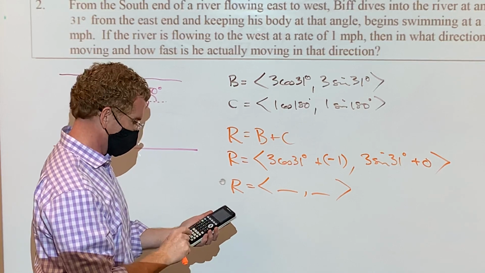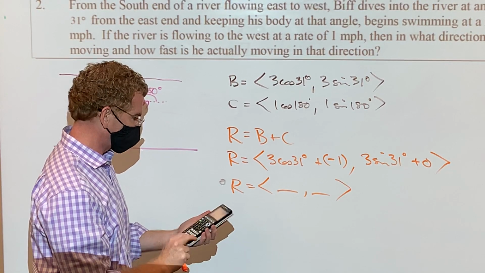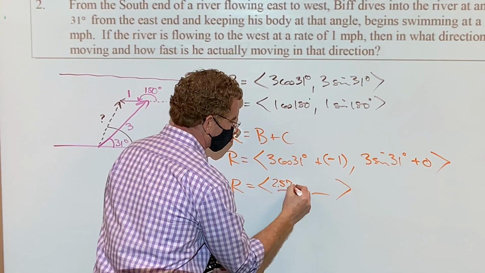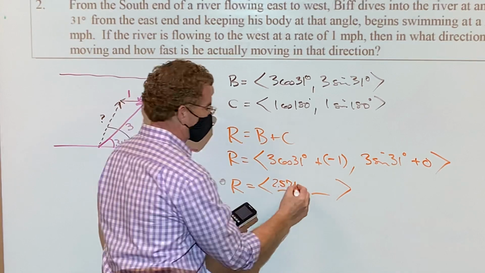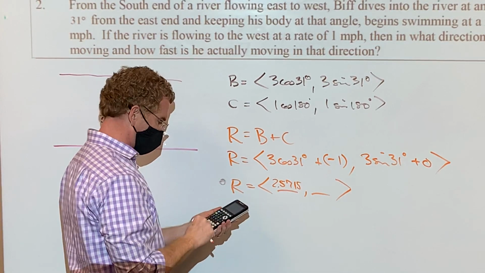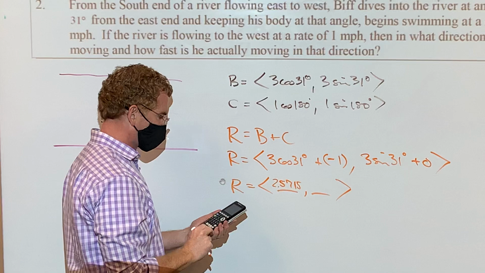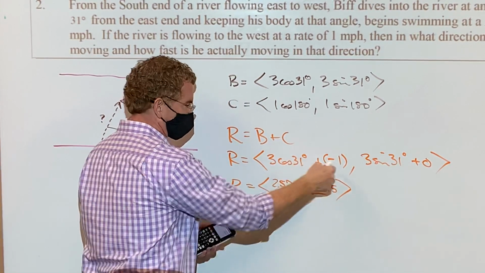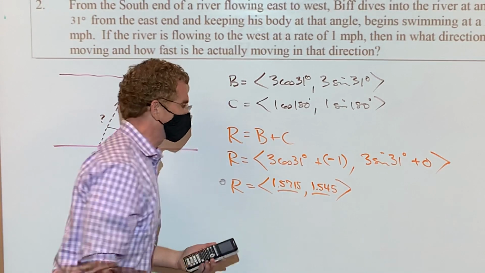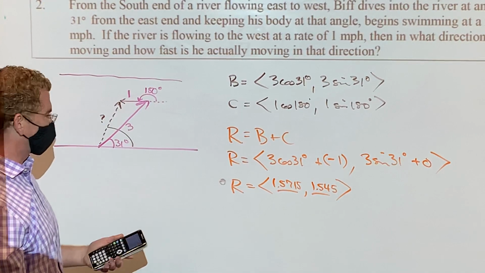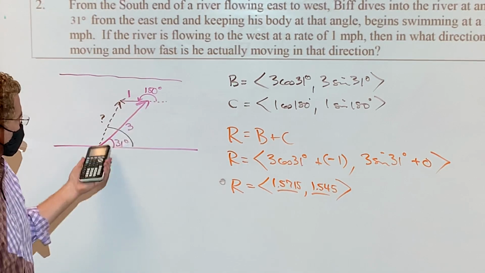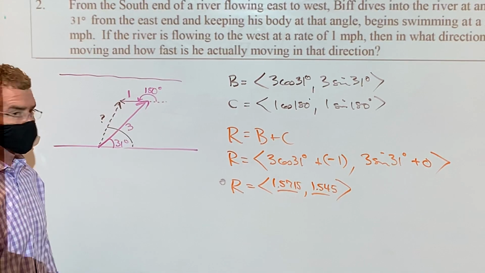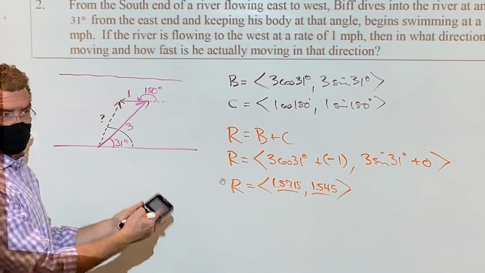Okay, so 3 cosine 31, 2.571-ish, actually 1.5, and then 3 sine 31, 1.545. Oh, I did not. Minus 1, 1.5715, and then 1.545. So clearly my picture was not great because it really probably looks more like a 45 degree angle. It should have been going more like that, but doesn't matter. I didn't have to draw a good picture because I understood the situation, right?